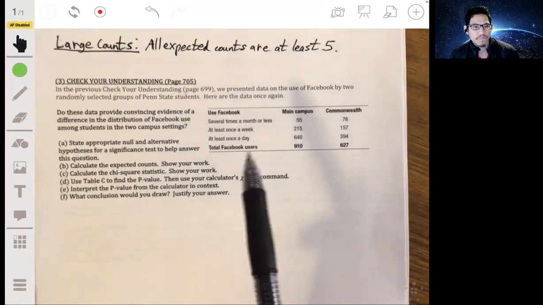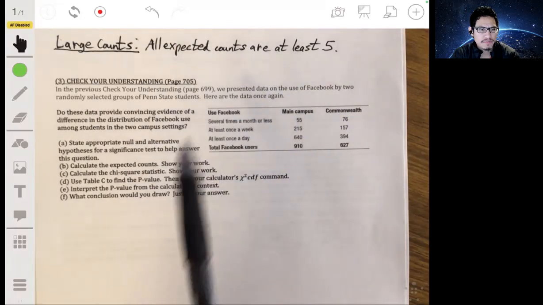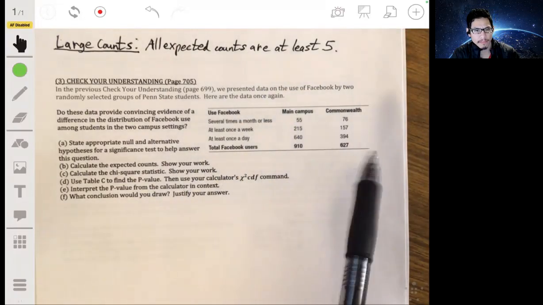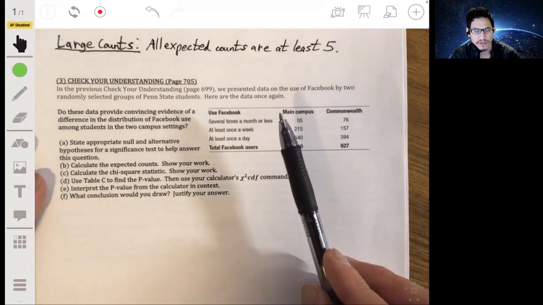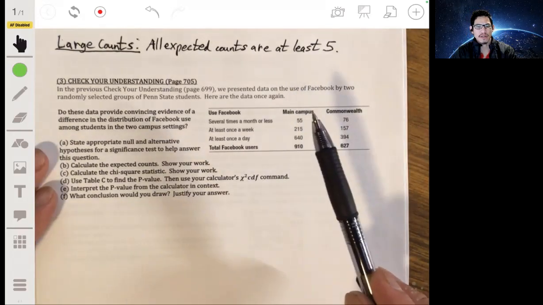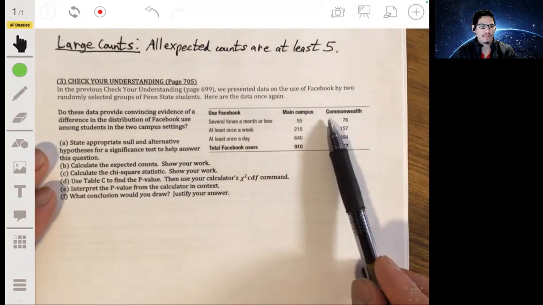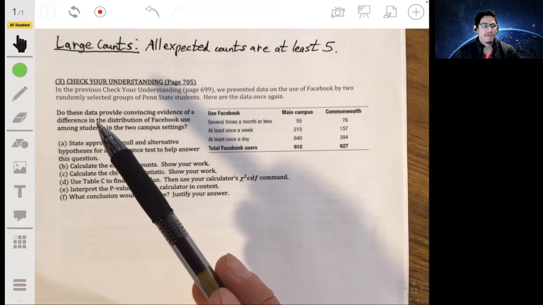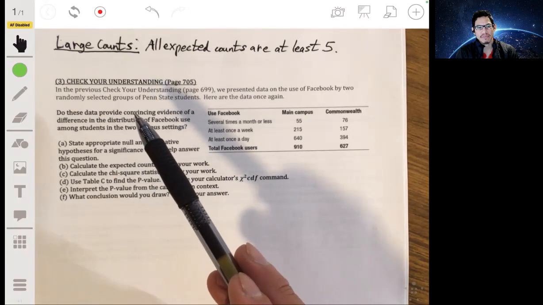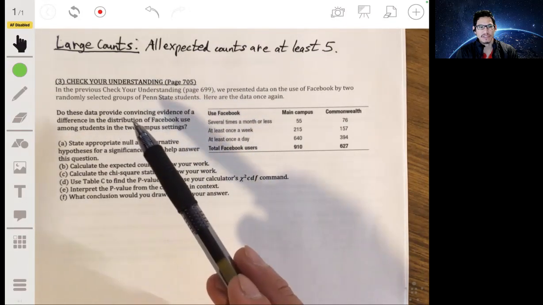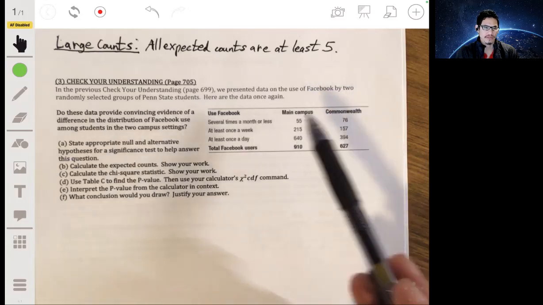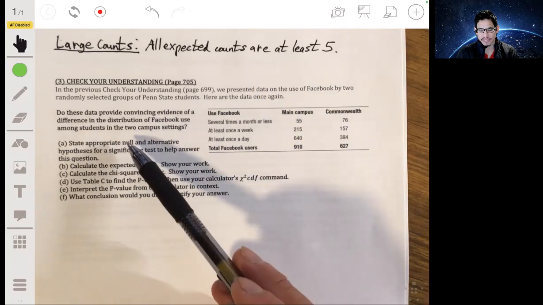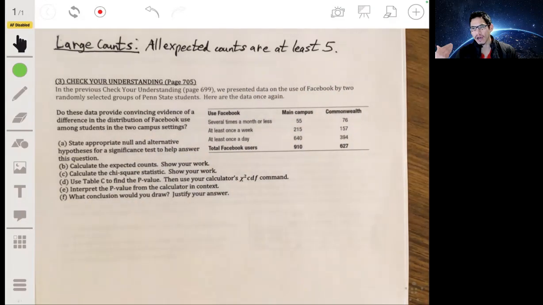All right, so going back to this scenario where we have the distribution of Facebook use on the main campus versus the Commonwealth campus, we're asked if these data provide convincing evidence of a difference in distribution of Facebook use among these two campuses. So it breaks down step by step how you should set up your significance tests. So let's go through it.